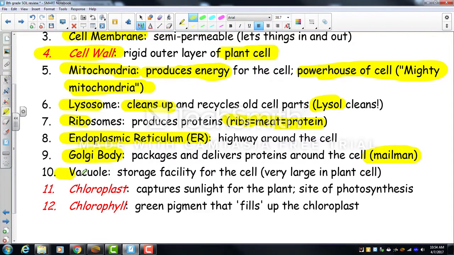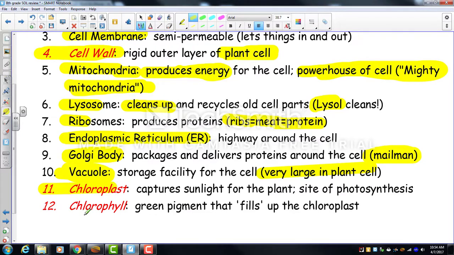The vacuole is pretty easy to remember because it is the storage facility for the cell. And last year we talked about that kind of being our locker here at Bull Run. So a lot of times my students would say, may I go to my vacuole, just to help them remember that that is their locker where they store things. In the plant cell, the vacuole is very large because it has a lot of water to store and hold, whereas in the animal cell, there's a bunch of small vacuoles.